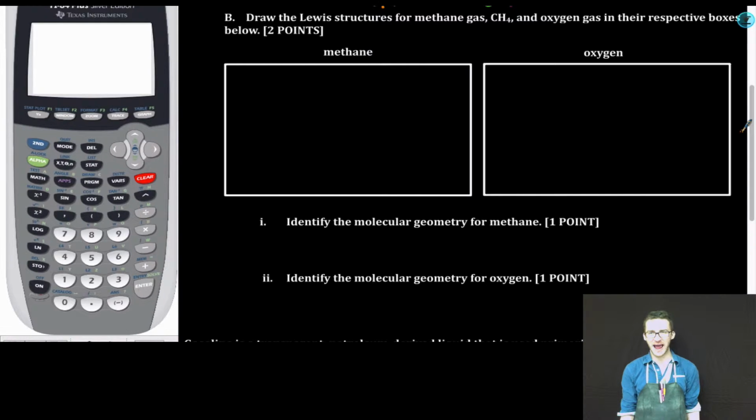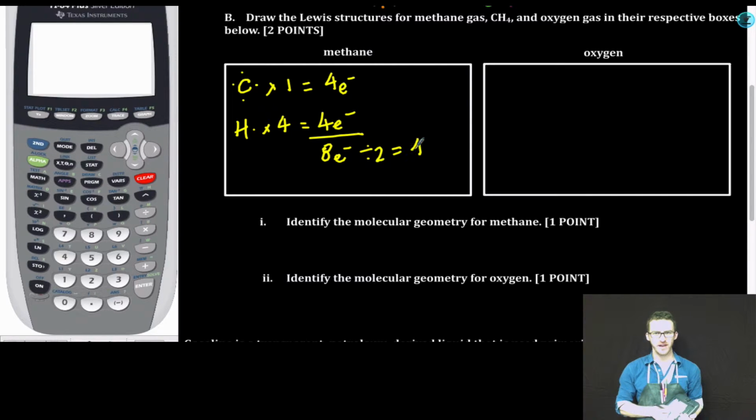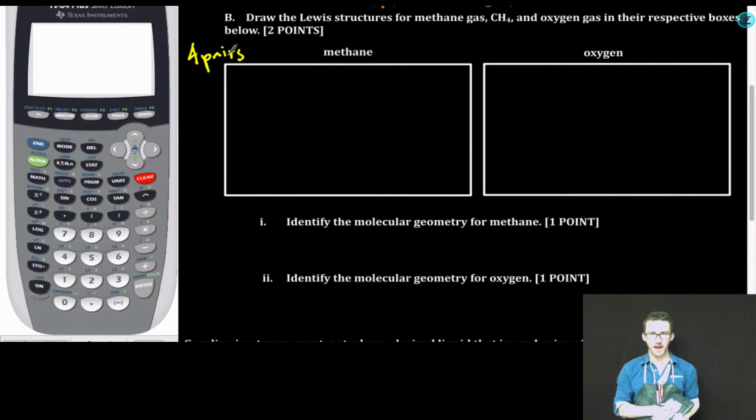Part B. Draw the Lewis structures for methane gas, CH4, and oxygen gas in their respective boxes below. Oh, it's a throwback to the good old days of first semester chem. Let's do this. CH4. Carbon has 4 valence electrons. Hydrogen has 1. I've got 1 atom of carbon, 4 atoms of hydrogen. That's 4 valence electrons from carbon, 4 from hydrogen, 8 total valence electrons in my molecule of methane. Divide that by 2, I've got 4 pairs to work with. I'm just going to remind myself, 4 pairs up here in the corner.